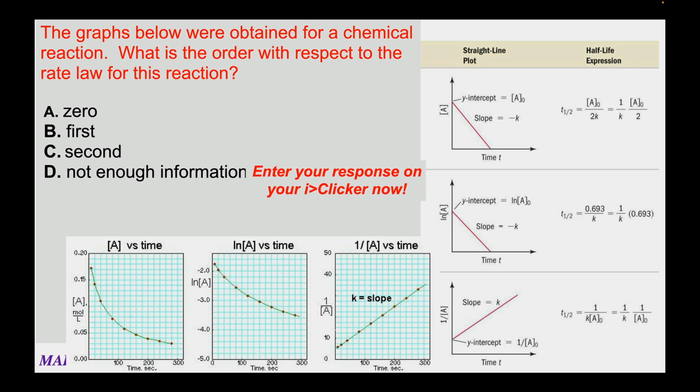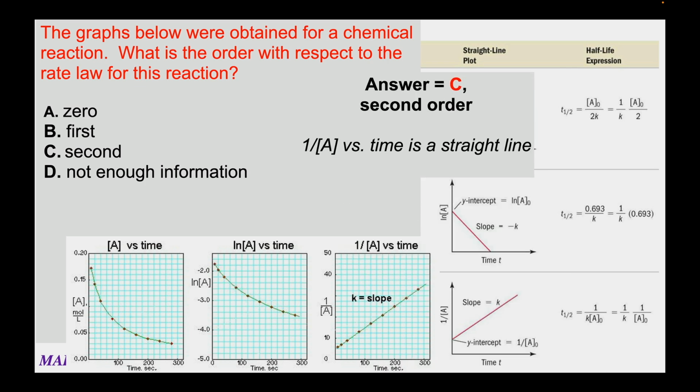So anyway, what you want to do is look for the best straight line. And the best straight line in those three graphs is certainly the third one, 1 over concentration versus time. So that's definitely a linear relationship. The other ones have some kind of curve associated with them. So if 1 over A versus time gives you the best linear fit, that's a second order existence. So we would say that this reaction is a second order reaction, and we're good to go.